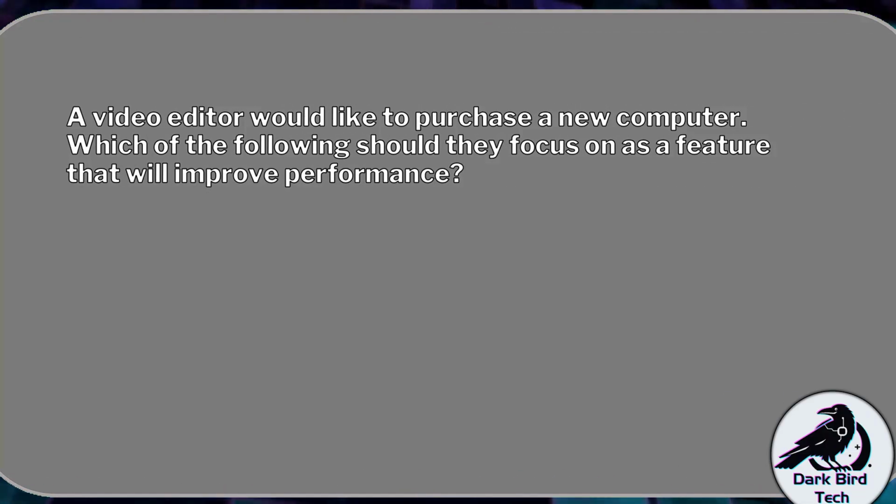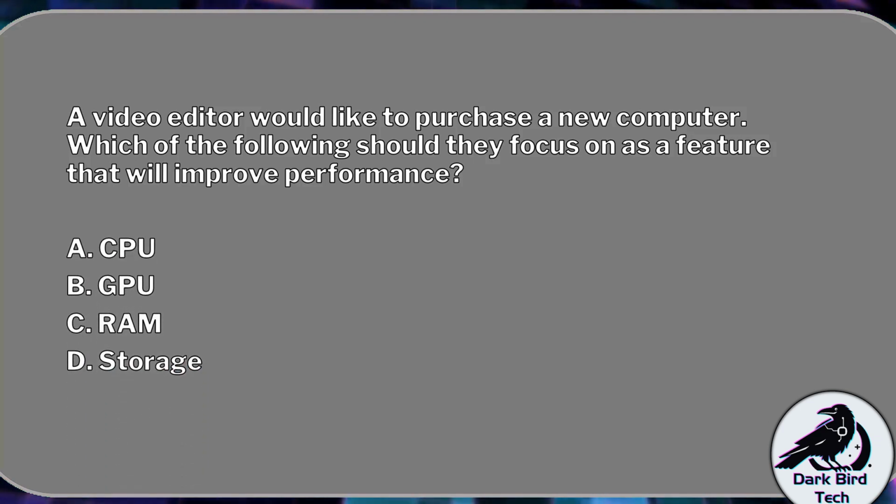Next, a video editor would like to purchase a new computer. Which of the following should they focus on as a feature that will improve performance? So let's see what they're going to list here, and then we'll worry about what's the right or wrong option. So they're listing CPU, GPU, RAM, and storage. 4 key components, but they're not going into details about which kind of component.